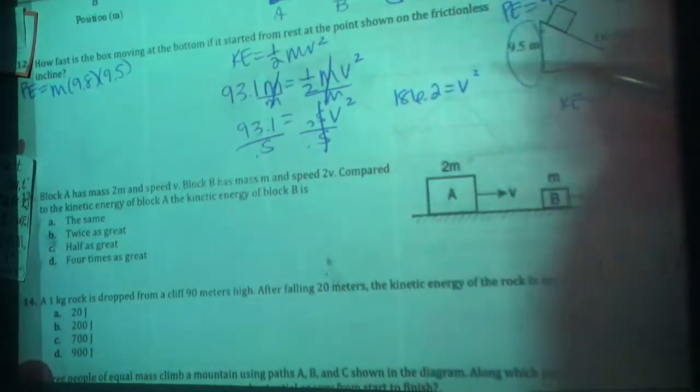Divide the m's over. They cancel. This is 0.5 v squared. Divide by 0.5, and you get 186.2 is v squared. And take the square root. Ooh, that's not a nice square root. And you should be getting 13.65.